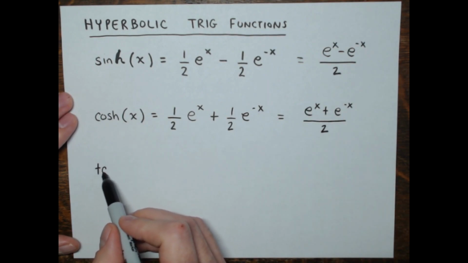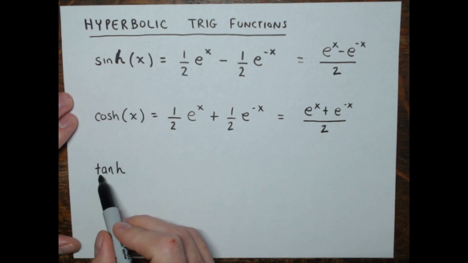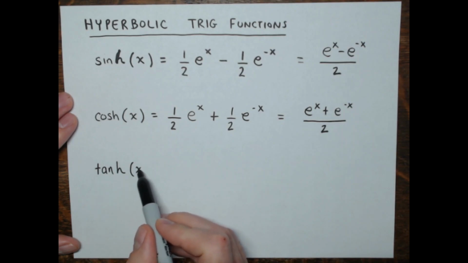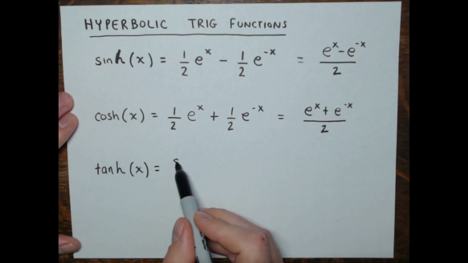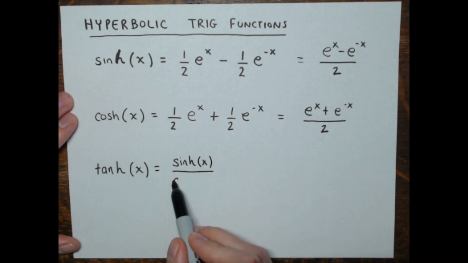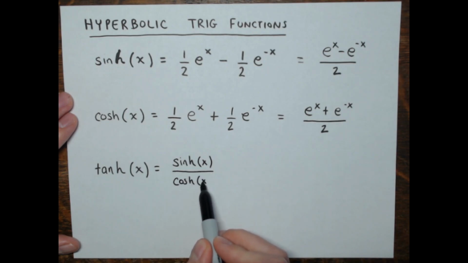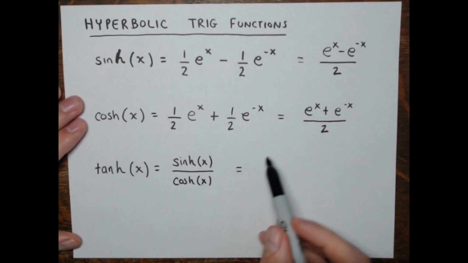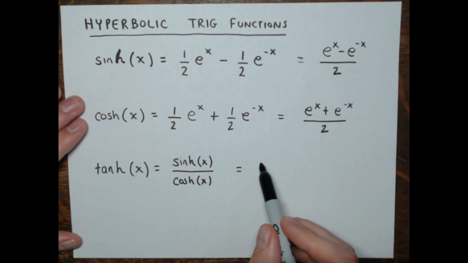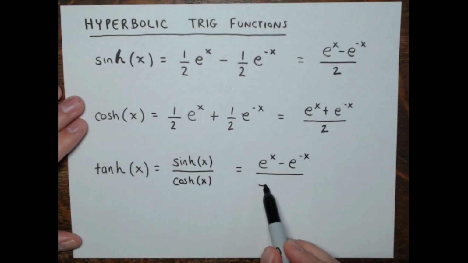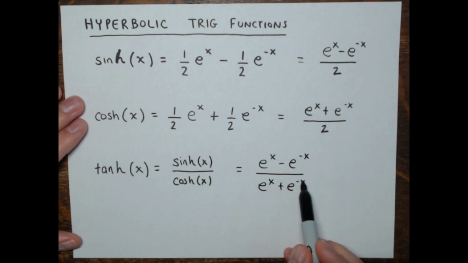And then, of course, you have hyperbolic tangent, right? So it's tan with an h after it, like tangent, but with an h for hyperbolic. And this is your hyperbolic sine divided by hyperbolic cosine, just like for regular trig, circular trig functions. Which, if I divided these, the 2's would cancel, and you'd have e to the x minus e to the negative x in the numerator, divided by e to the x plus e to the negative x in the denominator.